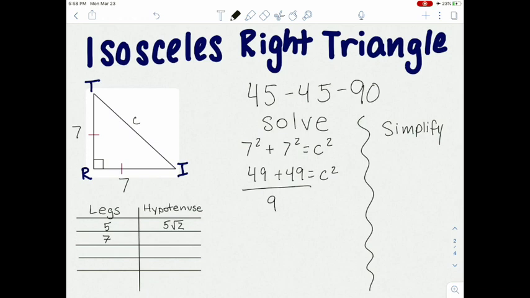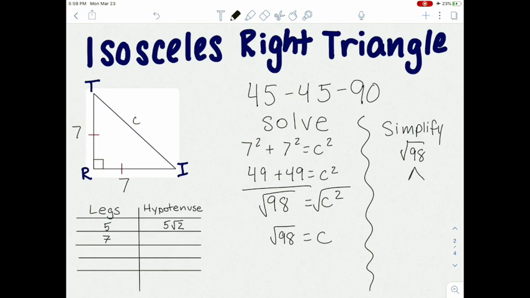49 plus 49 is 98. Then we take the square root of both sides, and we get the square root of 98 equals C. Then we need to simplify. What do you get when you simplify the square root of 98?